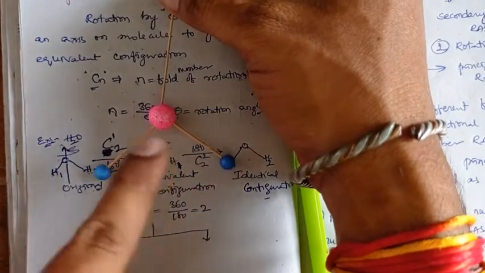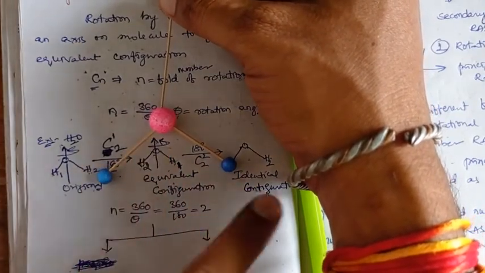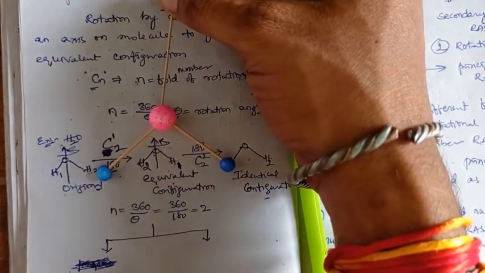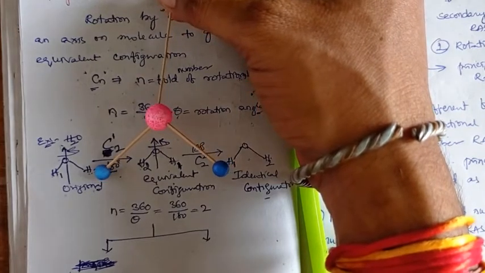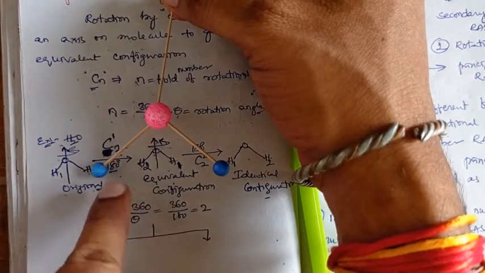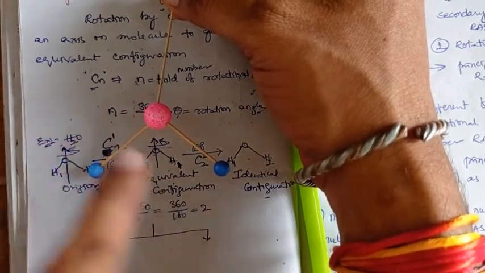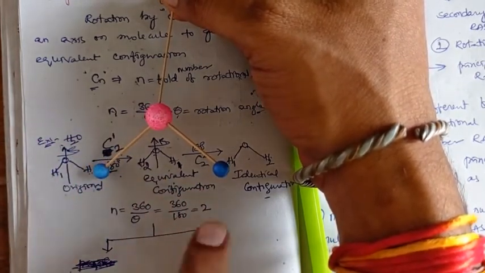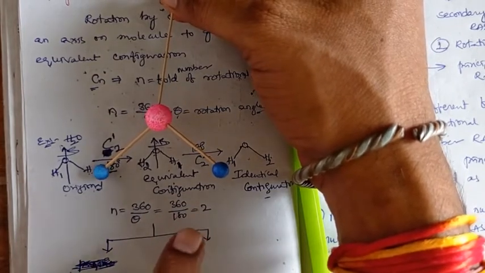On one paper we can keep all the atoms. While we do a 30 degree rotation, what happens? This happens, right? One hydrogen goes below and the other goes above, so it cannot be an equivalent configuration, right?